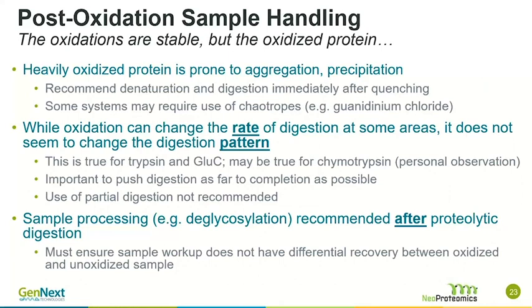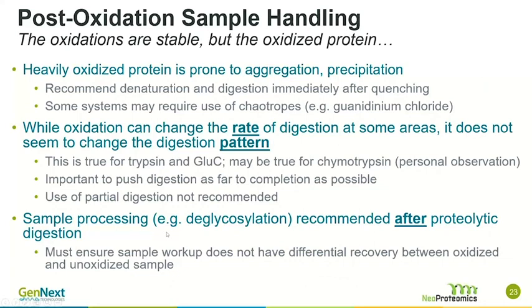Because if you have significant differences in digestion patterns, it becomes very difficult to accurately measure differences in oxidation. So try not to use partial digestion. Try to get your digestion pushed as much to completion as possible. And then once you have this completely digested, you can do whatever sample processing you need.